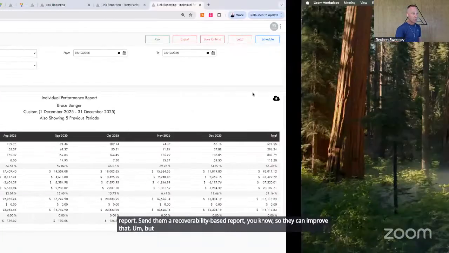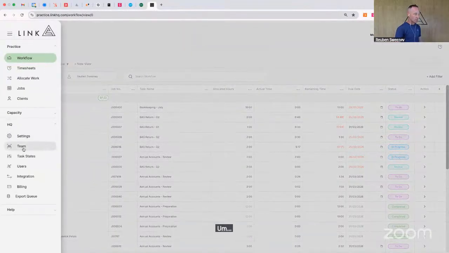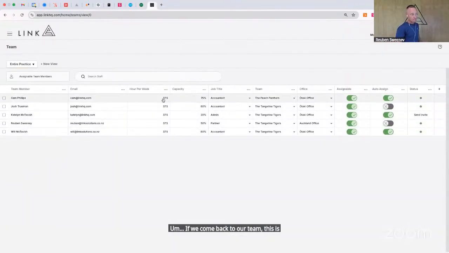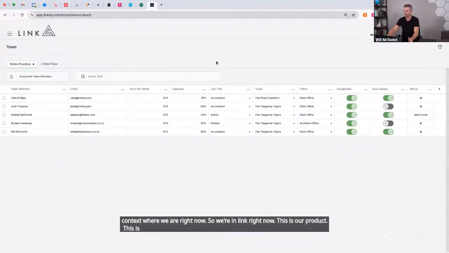But day to day, if I come into what Bruce's life might look like, if we come back to our team, this is imagining our team. This will give context to where we are right now. So we're in Link right now. This is our product. This is our practice product, just for context.